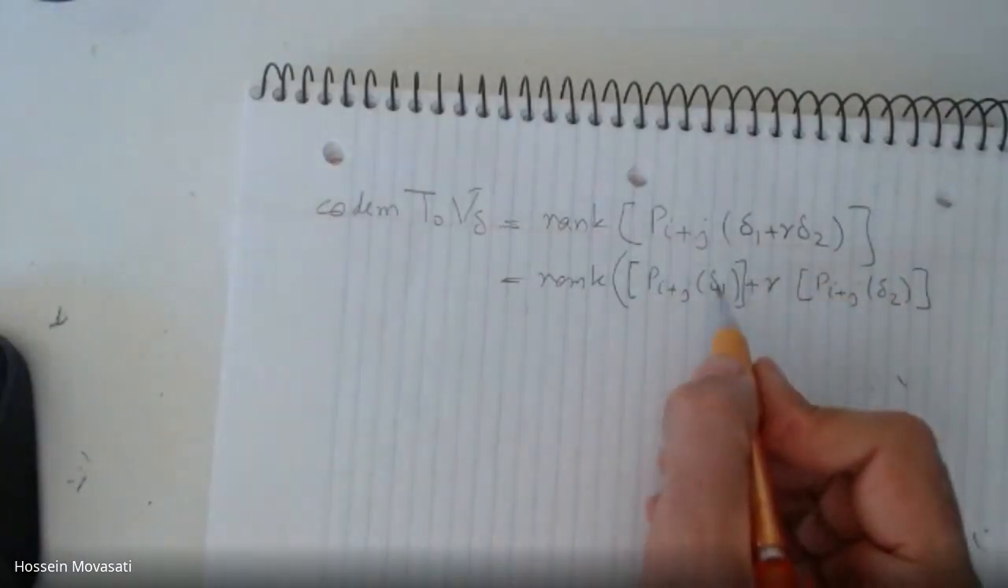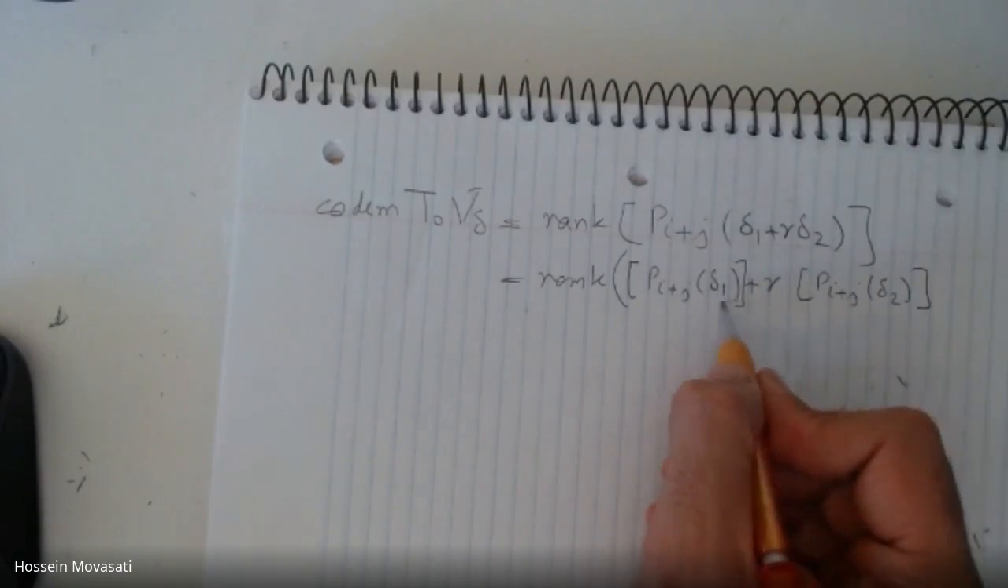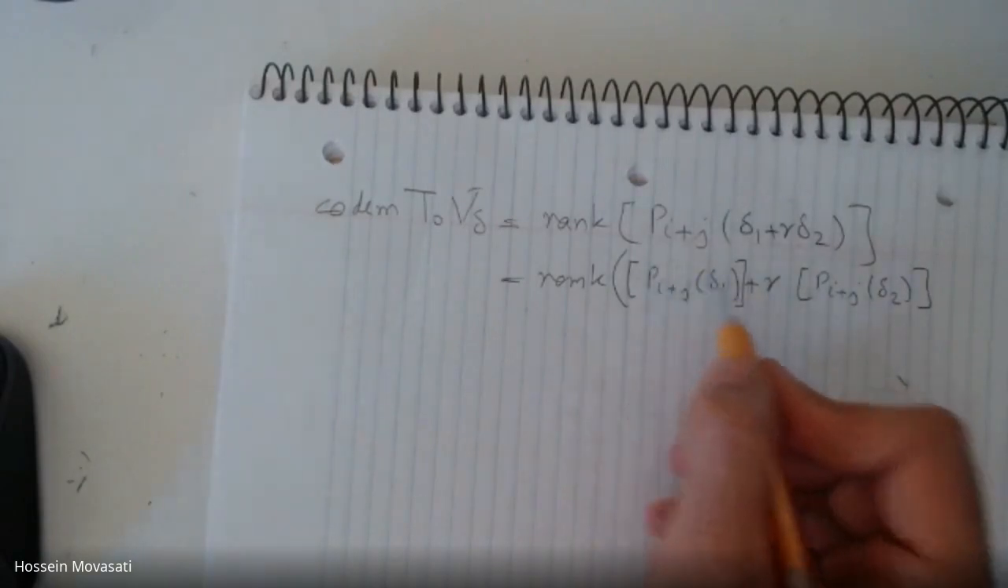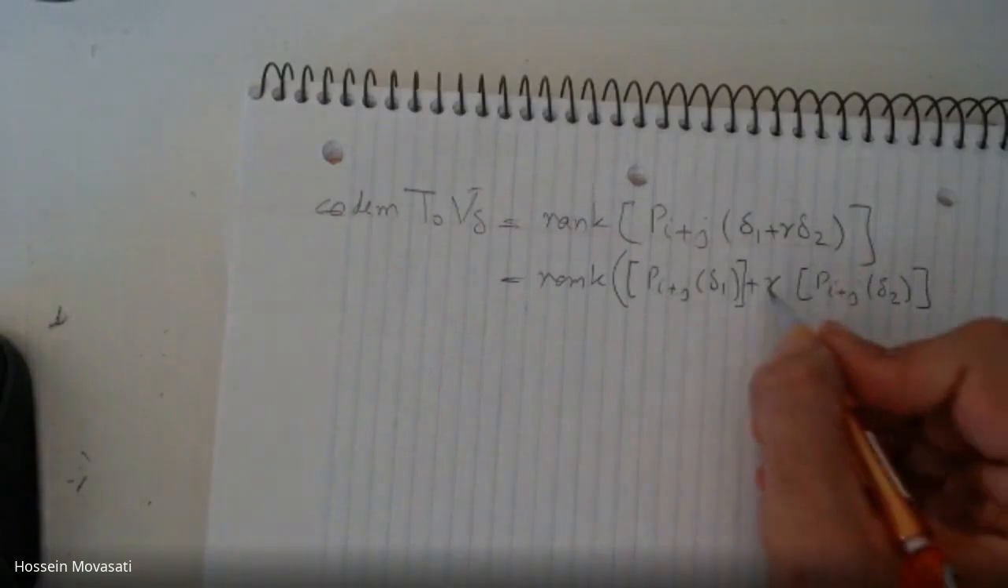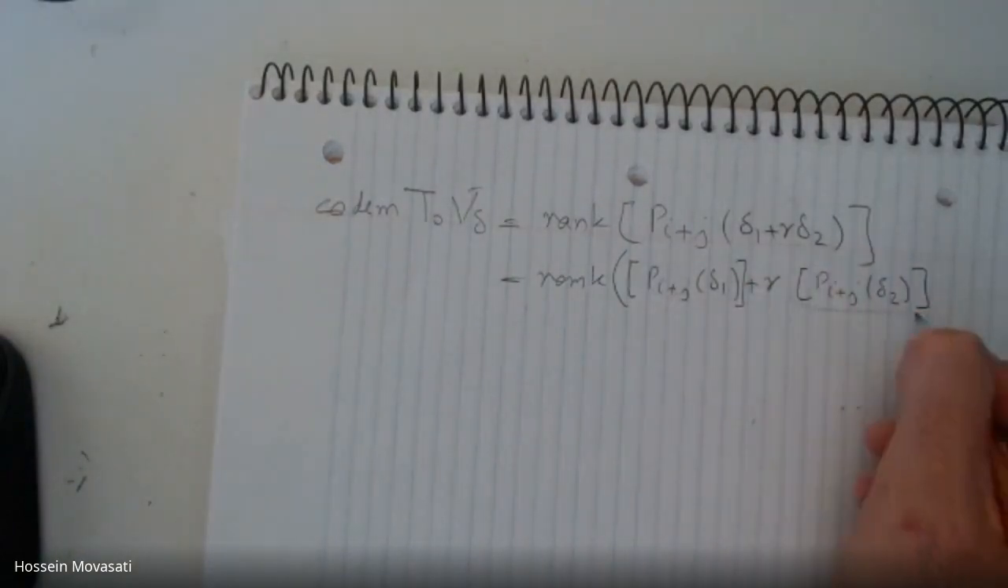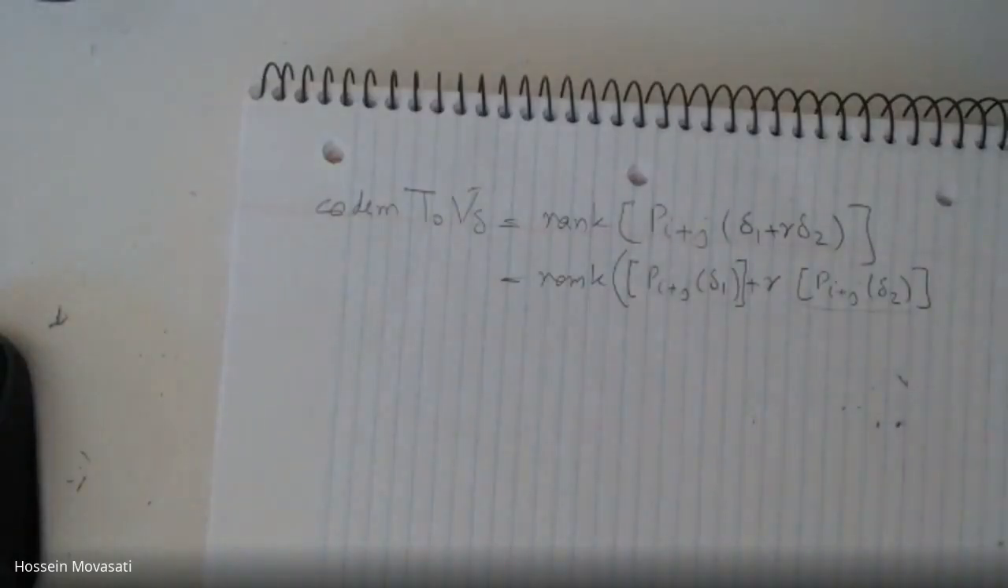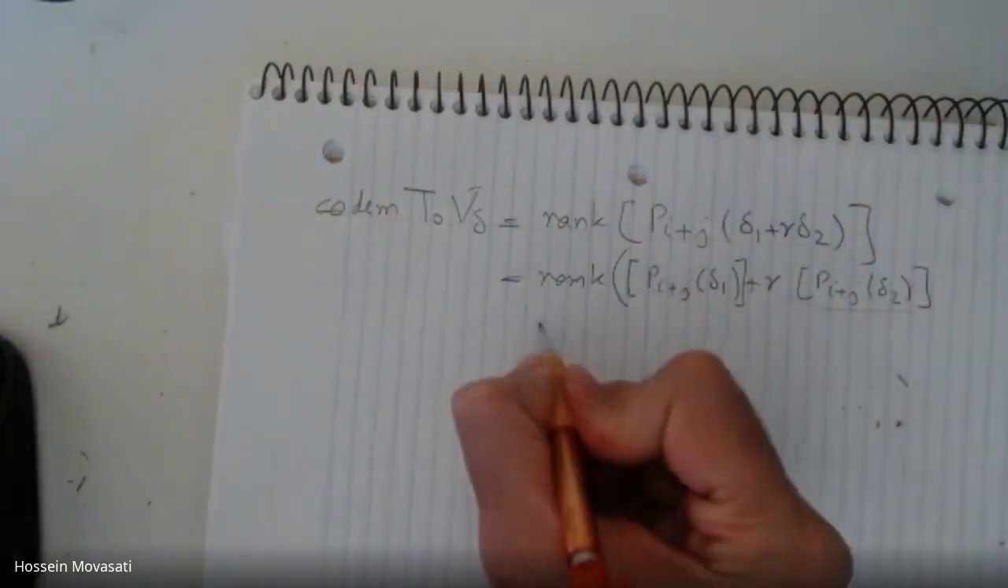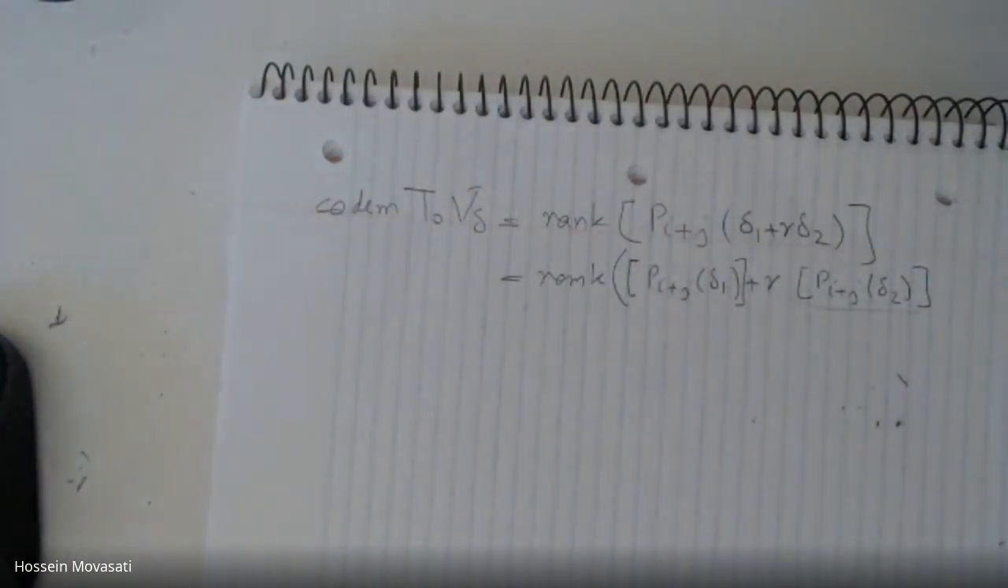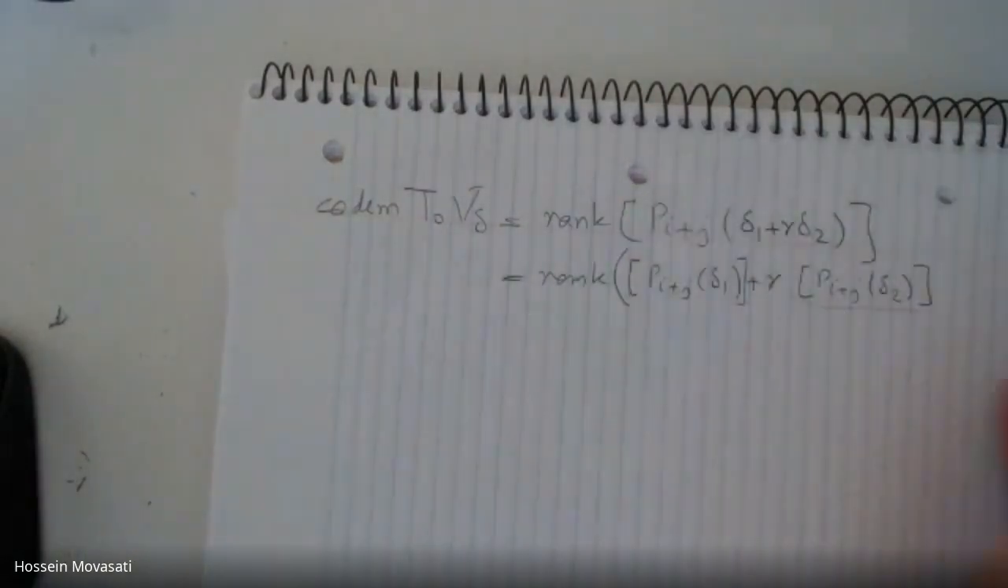So for the Hodge cycle delta 1, we construct this matrix. They were algebraic numbers, and then we make R times another matrix, and we have to compute this. Our wish is that this is the maximal one.